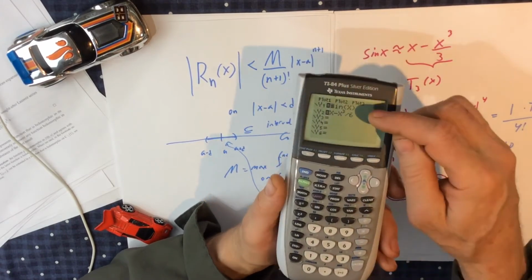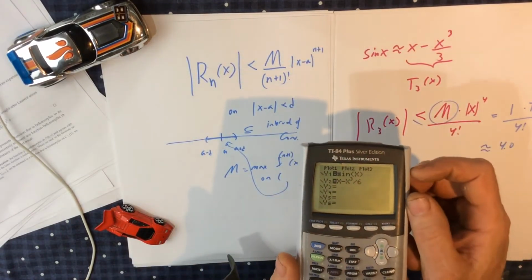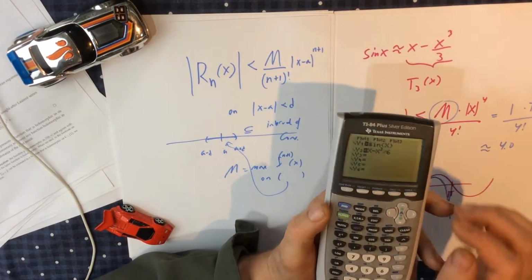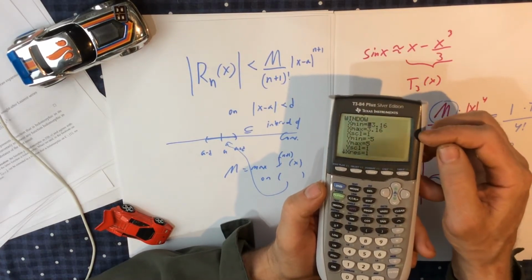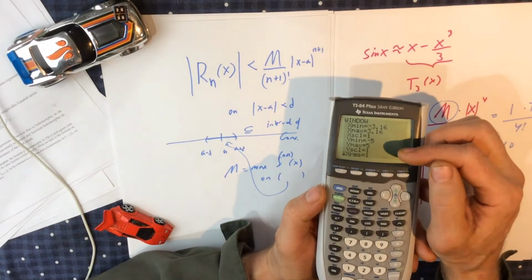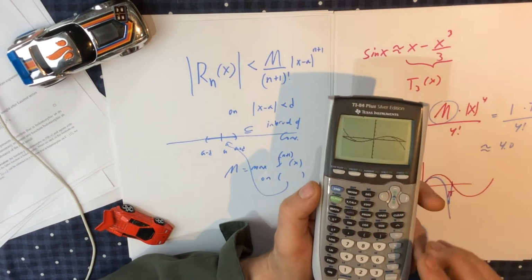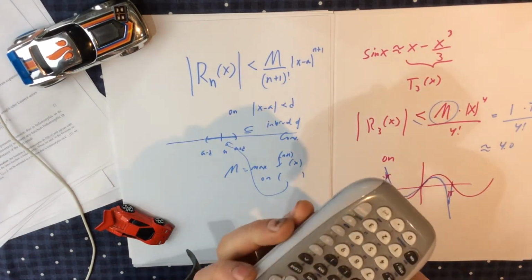go to y equals, and I'm going to put in sine of x. I'm going to put in x minus x cubed over 6. The window I'm going to do from minus 3.16 to 3.16. And I'm going to put the height y from minus 5 to 5. And I graph it. And here's what I get.